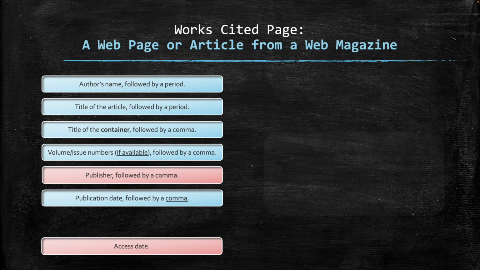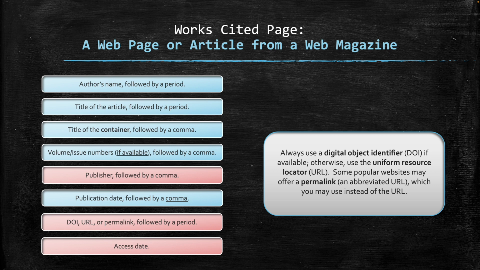Next, we'll talk about DOIs, URLs, and permalinks. A DOI stands for Digital Object Identifier, and you should always use the DOI if one is available. It's a short link, and it's very, very stable. URLs are really long, and they're not very stable. DOIs tend to be more permanent, and again, they're shorter and easier to use on a works cited page.